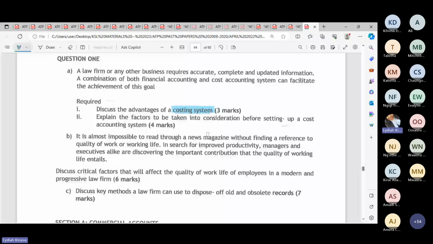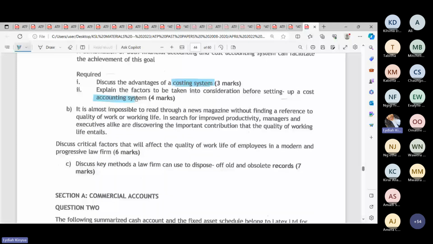So these are the theoretical questions for accounting. What's a costing system? Like advantages. A law firm is able to forecast how much it needs, easier planning, efficiency, those are your points. What you take into consideration before setting up a cost accounting system.